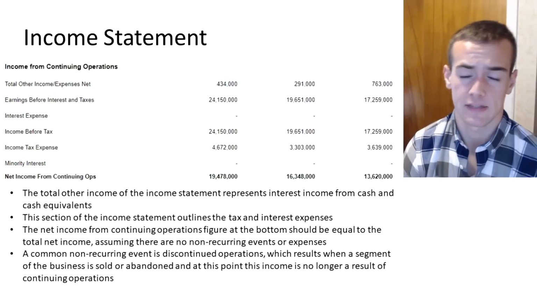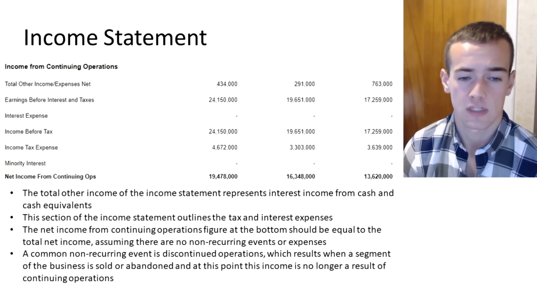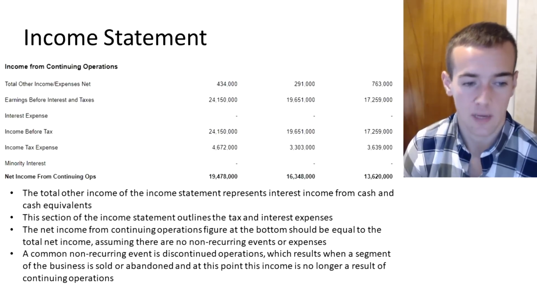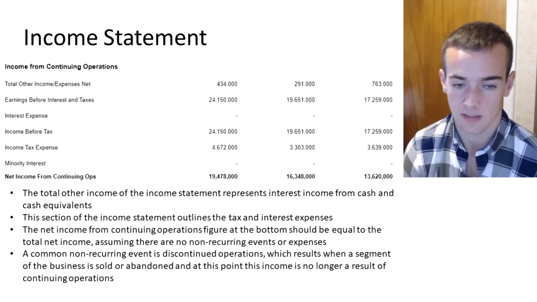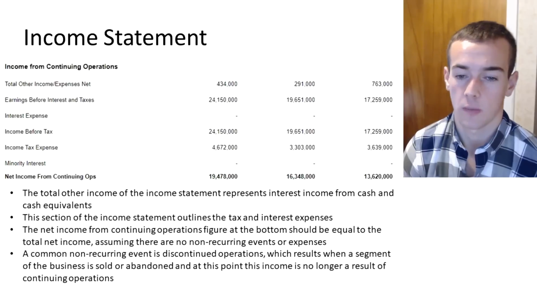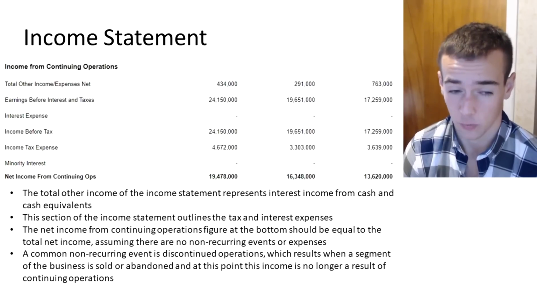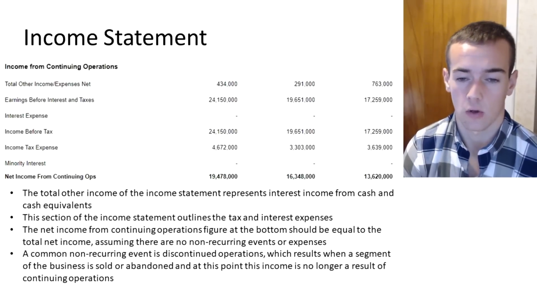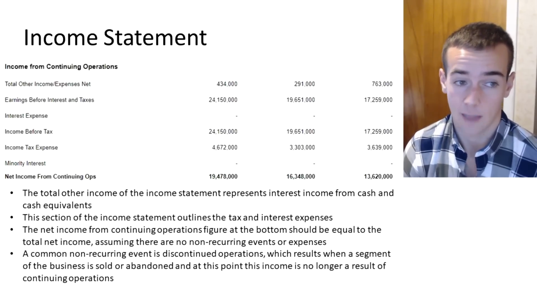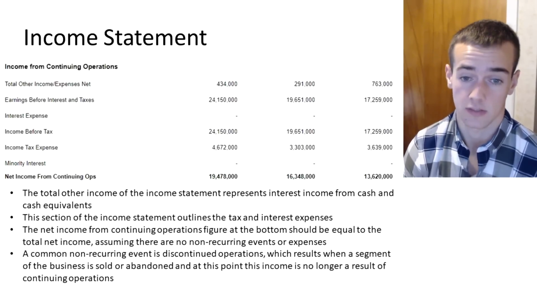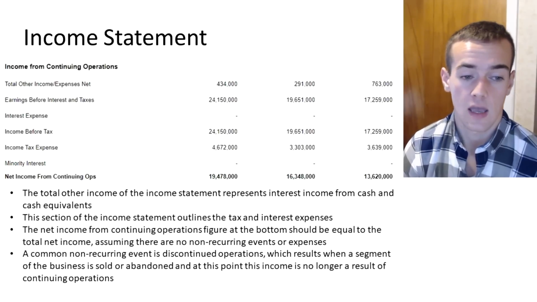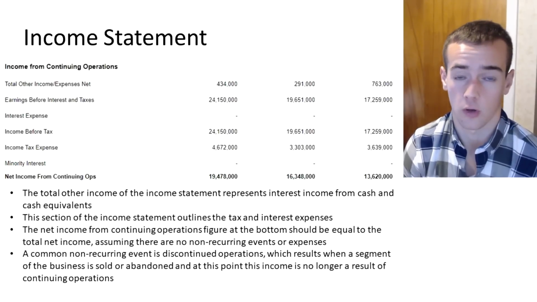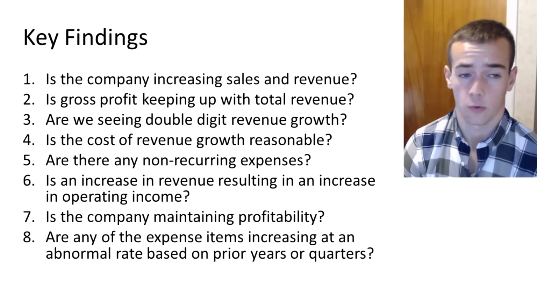So what exactly is a non-recurring event? The most common one is a discontinued operation, which results when a segment of the business is sold or abandoned, and at this point, this income is no longer a result of continuing operations. So that is considered to be a non-recurring event, and it can no longer be factored into the continuing operations section of the income statement. So that is why you would see a non-recurring event listed, as if some part of the business was sold or abandoned.